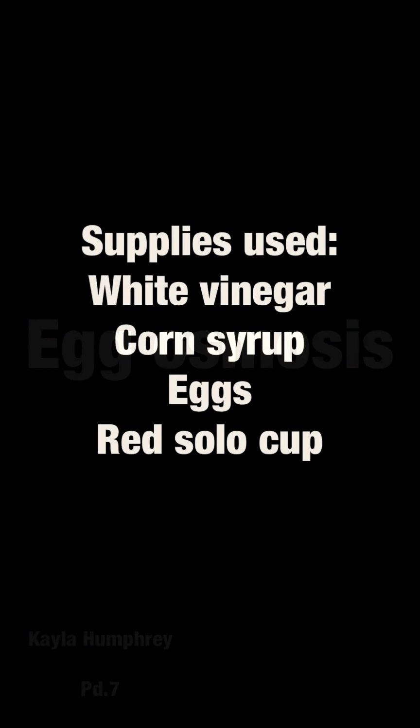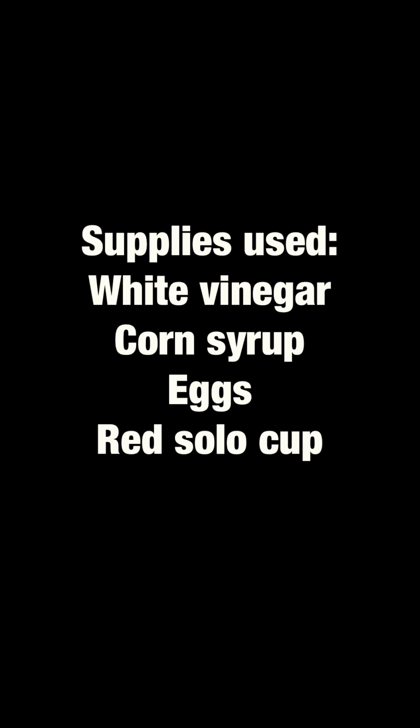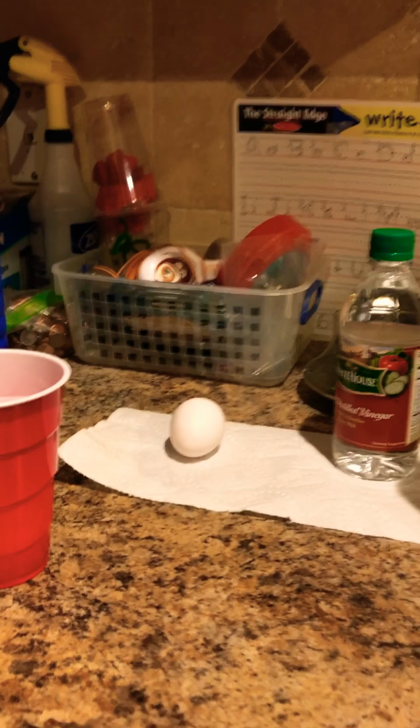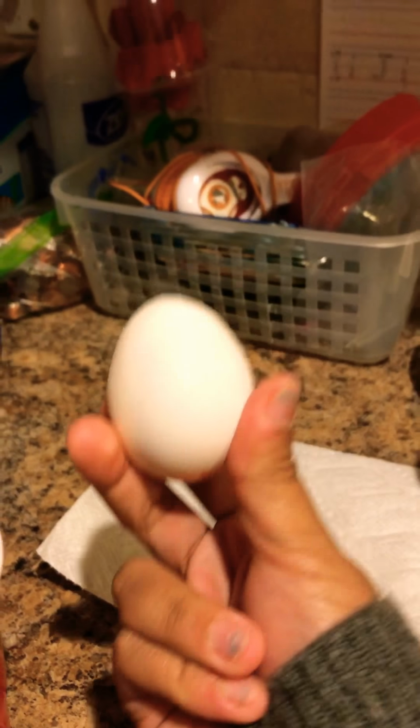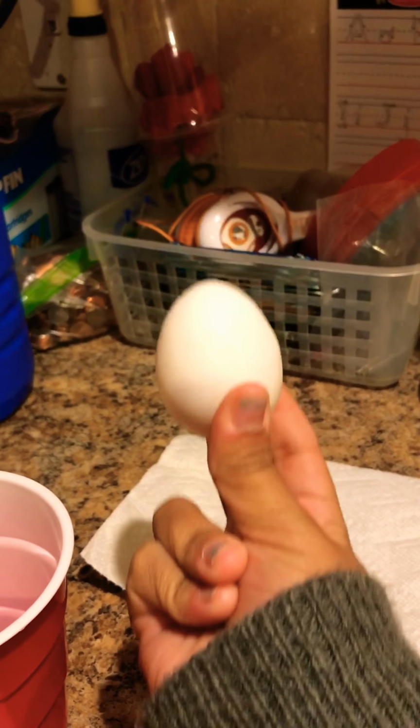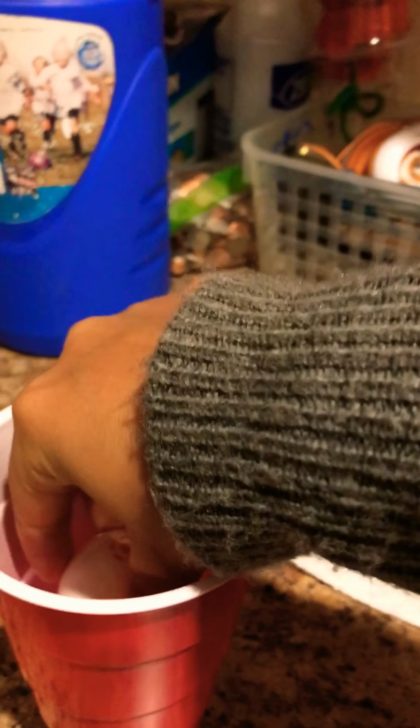We are going to be using vinegar as a hypotonic solution and corn syrup as a hypertonic solution. Vinegar, corn syrup, eggs, and a red Solo cup will be used. Now first we are going to get our egg and measure it out. This egg ended up being 13 centimeters in circumference.